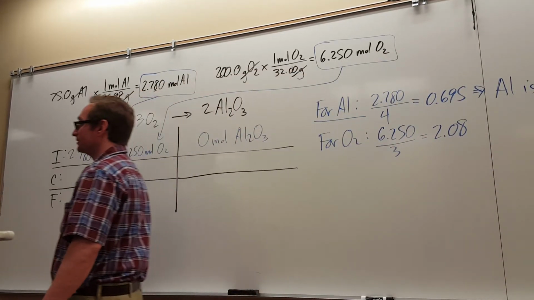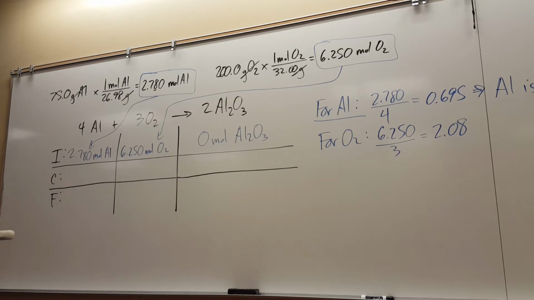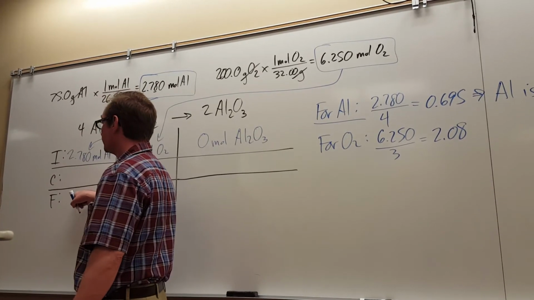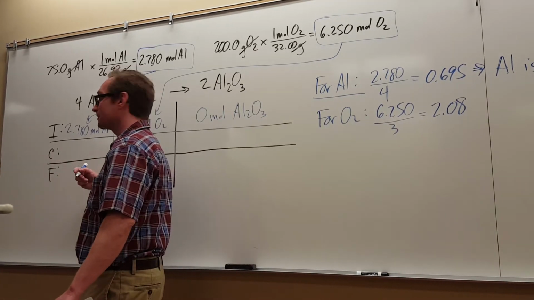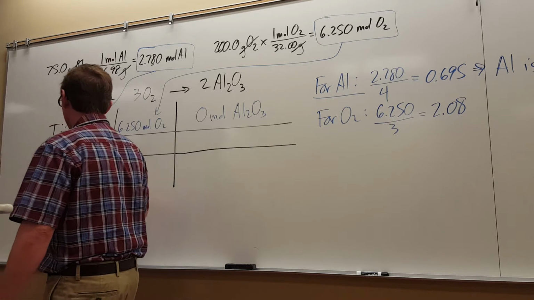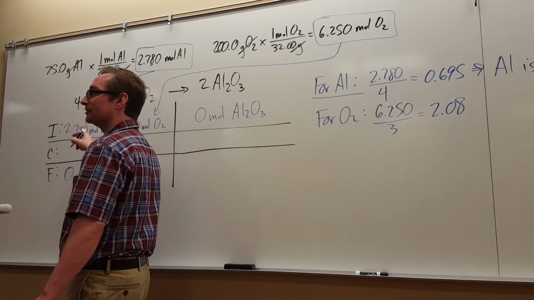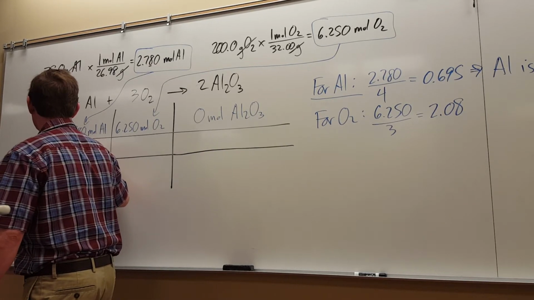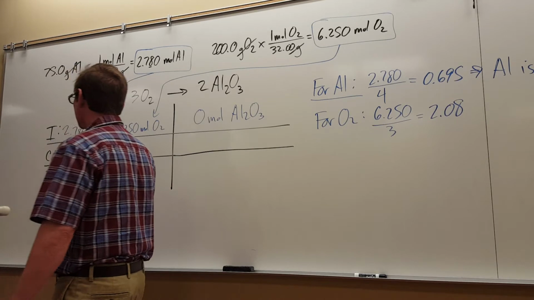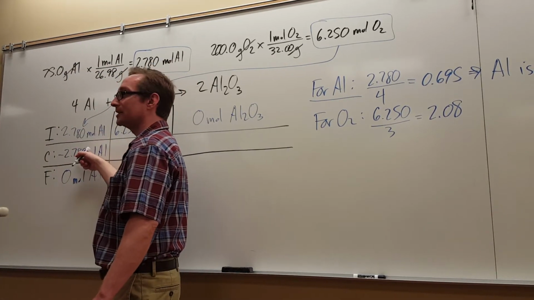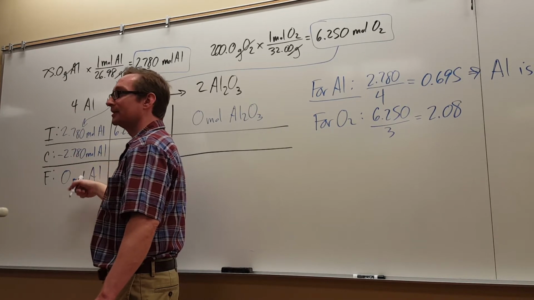So what do we do with this information? In terms of the amounts table, what it tells us is that we're going to end up with a final amount of 0 for aluminum. That's what that tells us. So if we're going to end up with a final amount of 0 aluminum, that means we have to subtract all of it from the initial in this table. So I'm going to say minus 2.780 in my table. So 2.780 minus 2.780 equals my final amount of 0.